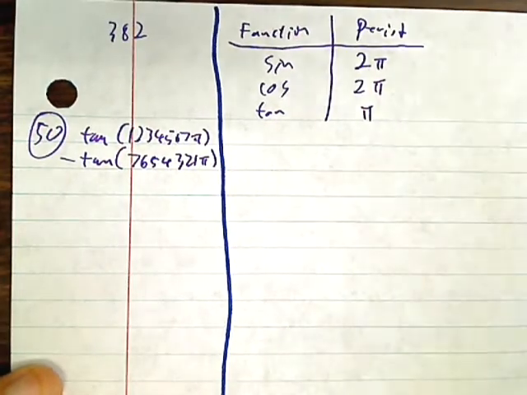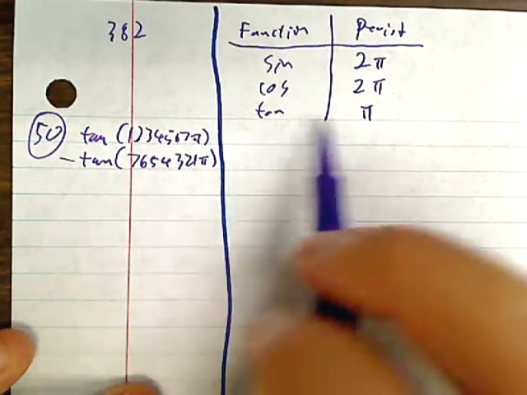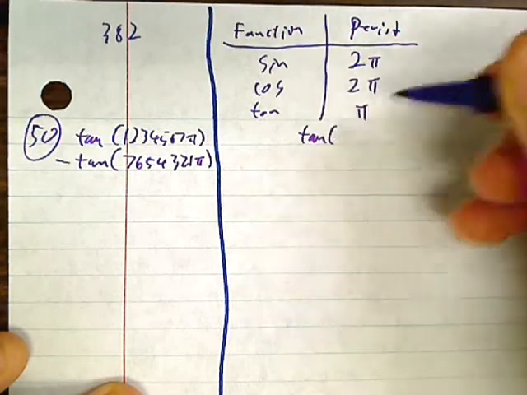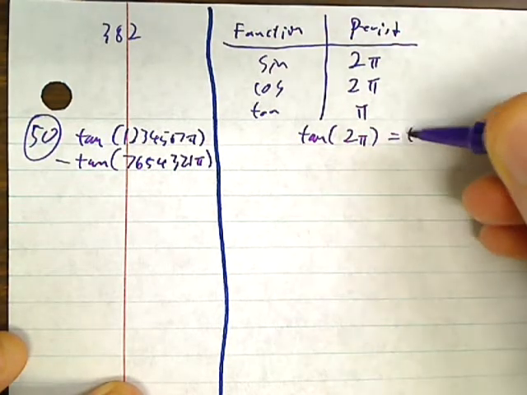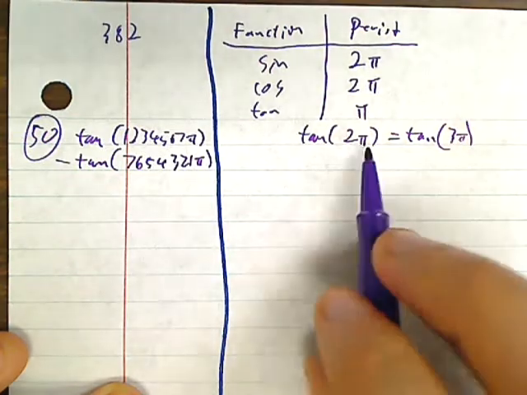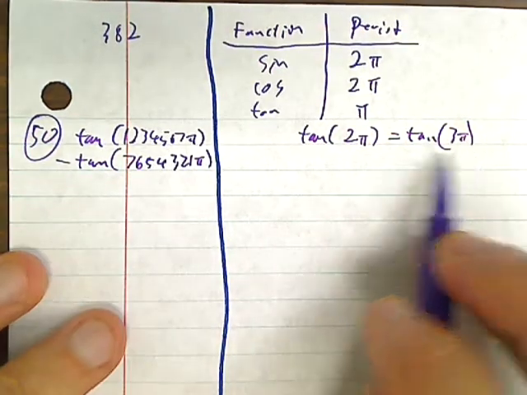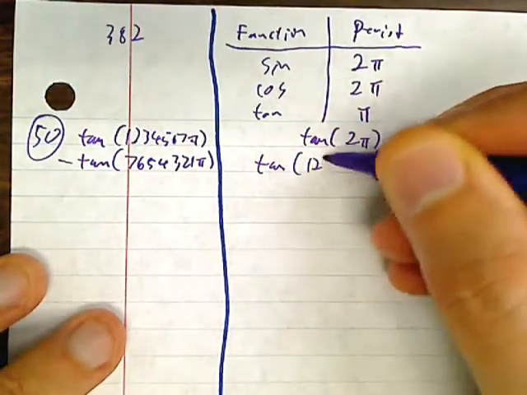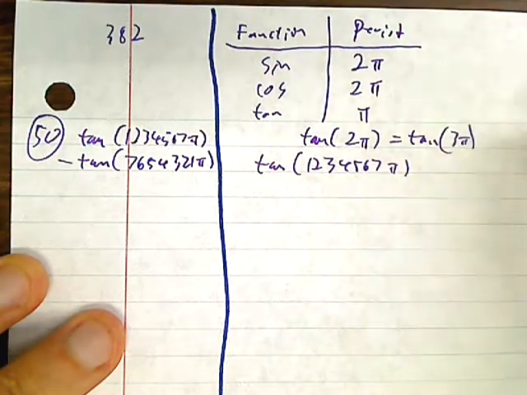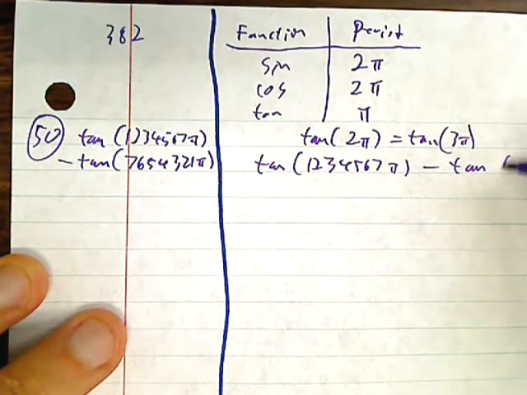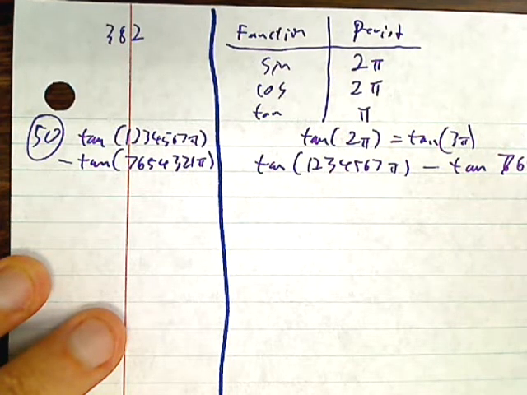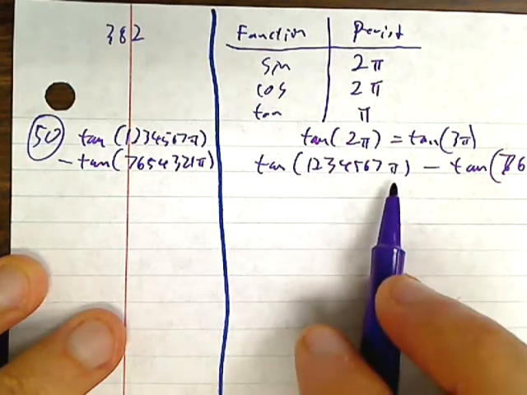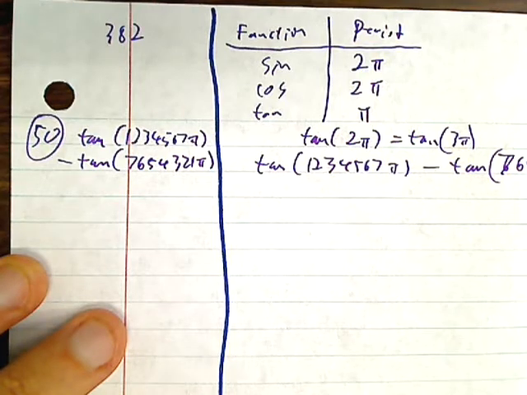Okay, we're back. If tangent repeats itself after pi radians, well, like for example, the tangent of 2 pi is going to equal the tangent of 3 pi, right? Because it just goes pi more. Tangent repeats itself after pi. So really, any multiple of pi will be the same thing. So tangent of 1234567 pi minus tangent of 7654321 pi. Okay, well, this is going to be the same as tangent of 0 pi.